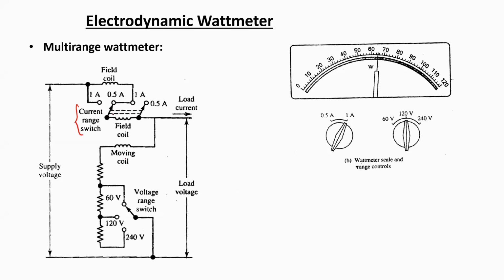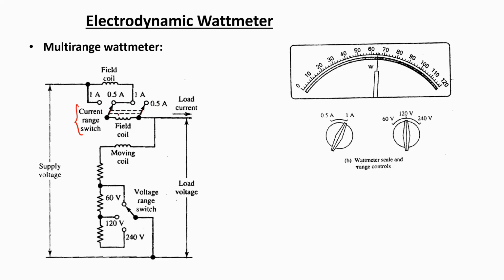So a cross-coupled switch has been shown. If the switch location is changed from one position to another, both the connecting points are going to shift together. Now at this point, where both the connectors of the switch are connected to the 0.5 ampere range, for this configuration the field coils, or the fixed coils, are connected in series. So the resistances of both the field coils are going to be added up, and the overall resistance of this path will increase.